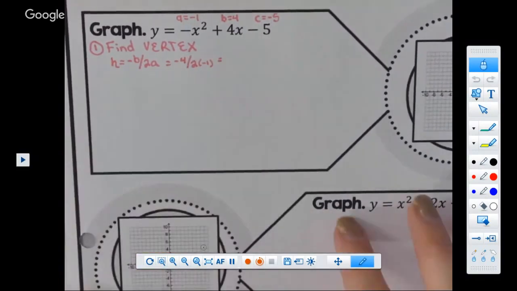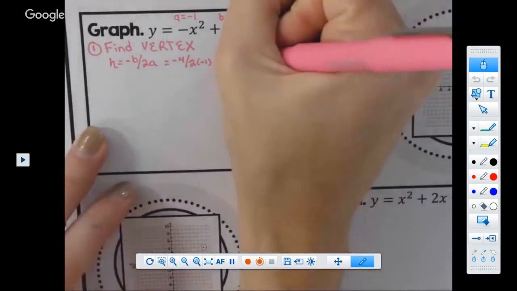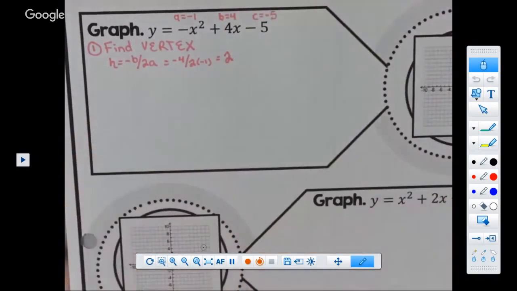Why is it negative 4? Because B is 4. So it's the opposite of B, because there's a negative in the formula. Okay, so if you don't like to say negative B, you can say opposite of B. So we've got negative 4 over 2 times negative 1. So that's negative 4 divided by negative 2, which is 2. We have half of the vertex.